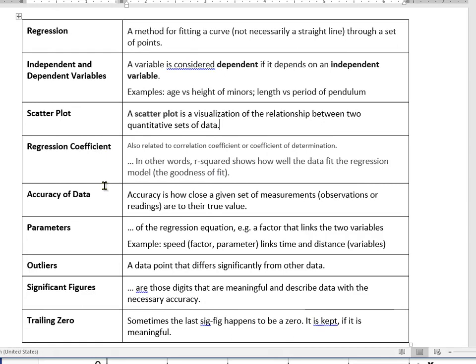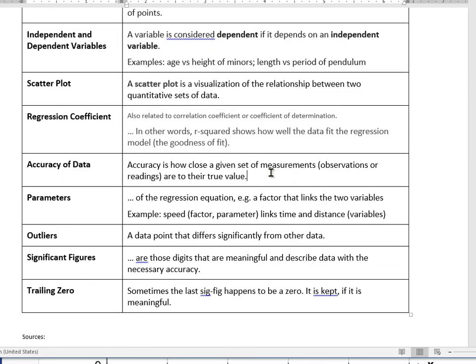Scatter plot, well, that's just plotting those. Regression coefficient, that would be usually the R squared. Again, it could be also called a correlation coefficient or coefficient of determination, or they're all related to each other. I usually call it a regression coefficient, and that tells us how well the data fit the regression model. And I will show you that in our case for the physics data, it was really, really good.